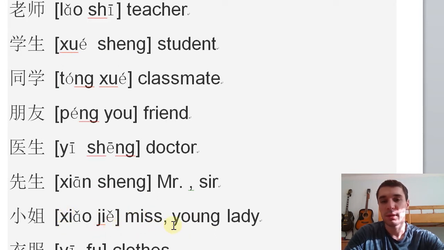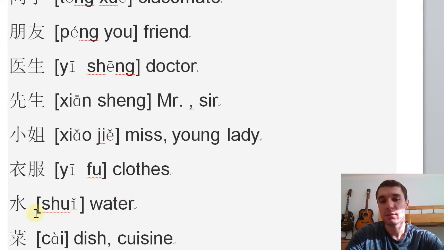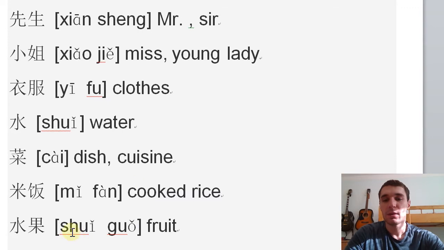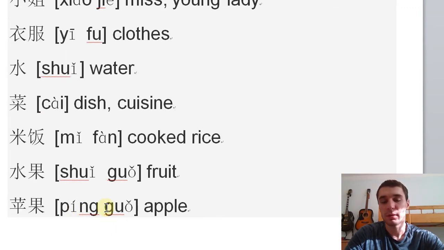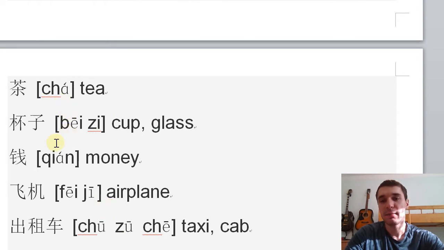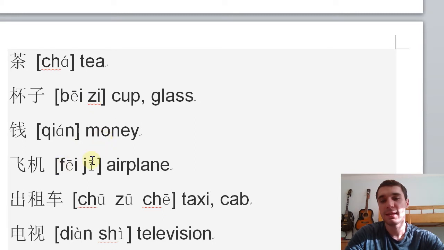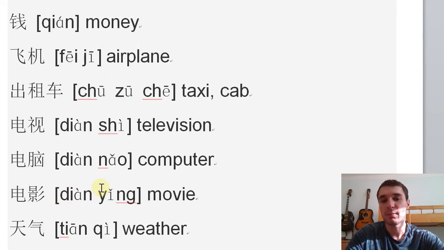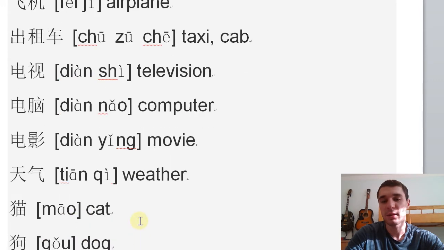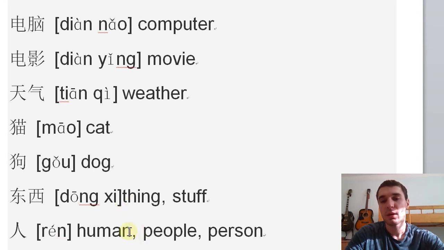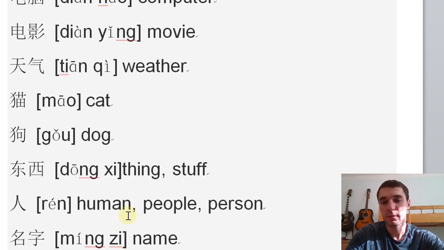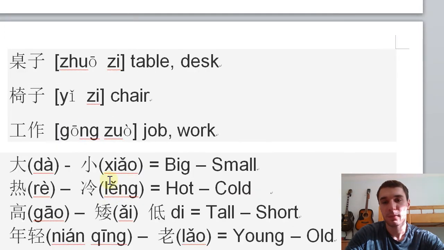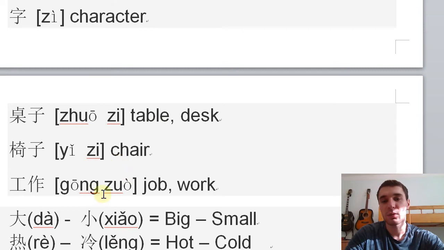小姐 Miss, Young Lady. 衣服 clothes. 水 water. 菜 dish. 米饭 cooked rice. 水果 fruit. 苹果 apple. 茶 tea, 杯子 cup, 钱 money, 飞机 airplane, 出租车 taxi, 电视 television, 电脑 computer, 电影 movie, 天气 weather, 猫 cat, 狗 dog, 东西 thing, stuff, 人 human, 名字 name, 书 book, 汉语 Chinese language, 字 character. OK, 桌子 table, 椅子 chair, 工作 job, work.